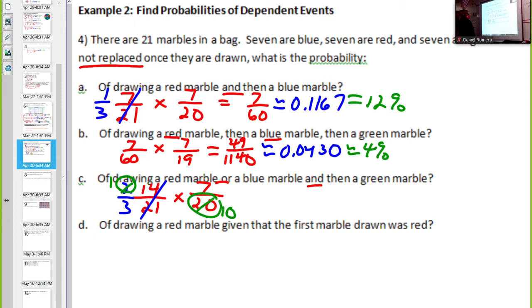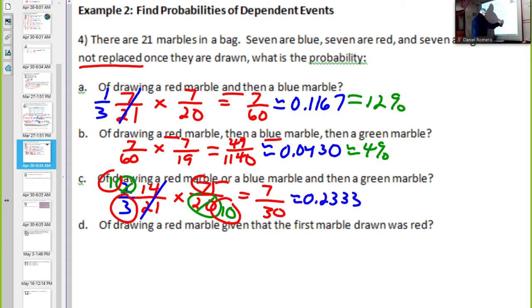Now there's nothing else I can do here, and the numbers I'm left with on top are 1 and 7, which gives me 7, and the numbers on the bottom I'm left with are 3 and 10, which gives me 30. I have a 7 out of 30 chance, which to put it in decimals gives me 0.233 repeated, so that's about 0.2333, which is also around 23%.